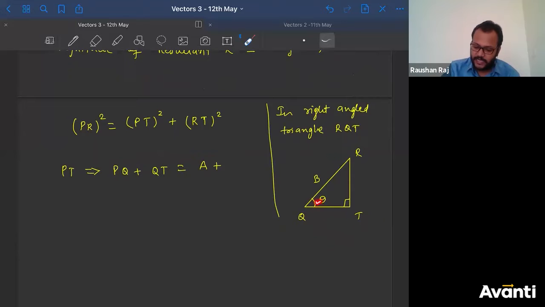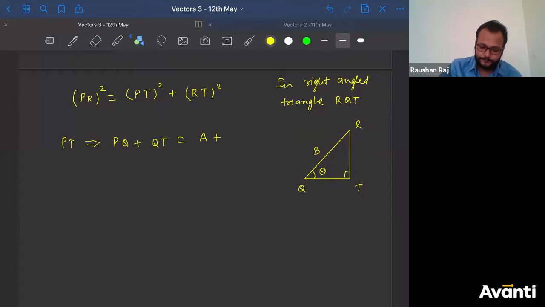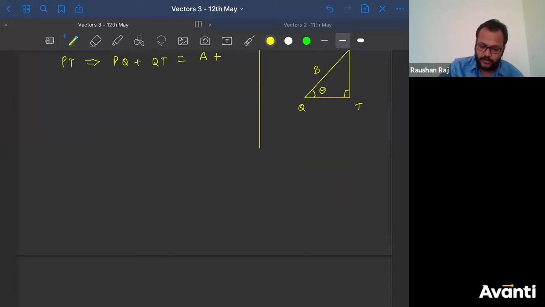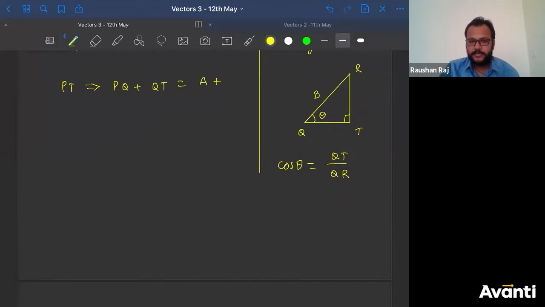Can I say that for this angle theta, this is the base or the adjacent side and this is the perpendicular, and this is hypotenuse, right? I need to find the base value, and the hypotenuse is known to us. So if I write cos of theta, then what will be the value of cos of theta? I can say QT divided by QR. So QT can be written as QR into cos of theta.